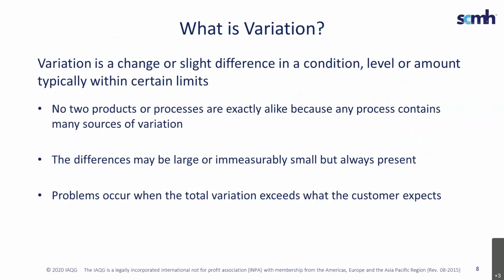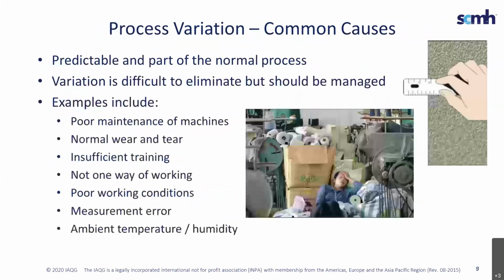There are two types of process variation. The first is common causes. This type of variation is predictable and part of the normal process. They are difficult to eliminate, however, with proper control should be manageable. Some common examples include poor maintenance of machines, normal wear and tear, insufficient training, not one way of working, poor working conditions, measurement errors, and ambient temperature or humidity.